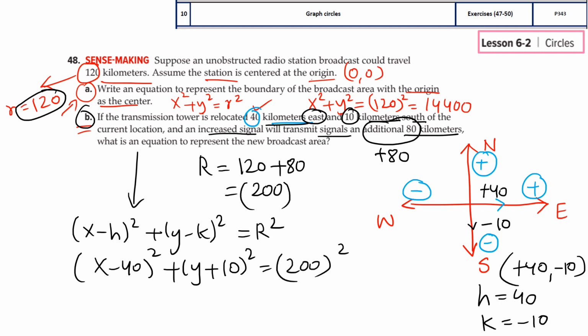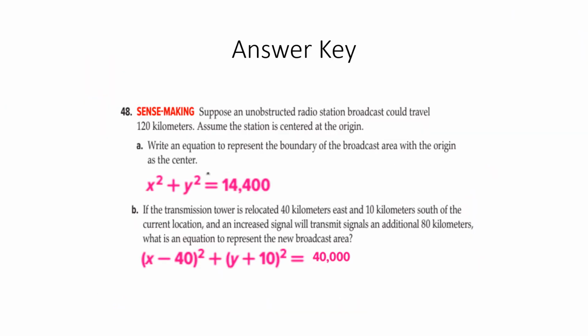So what's your final equation? The final answer for this question would be x minus 40 whole square plus y plus 10 whole square equal to 40,000. Okay. Let's check the answer key. So yes, we've solved it in a perfect manner. You can now check your answer.